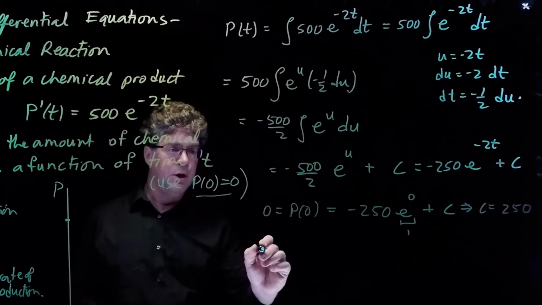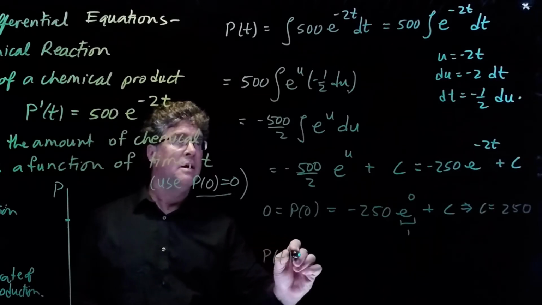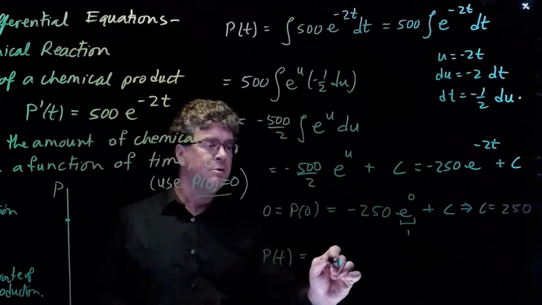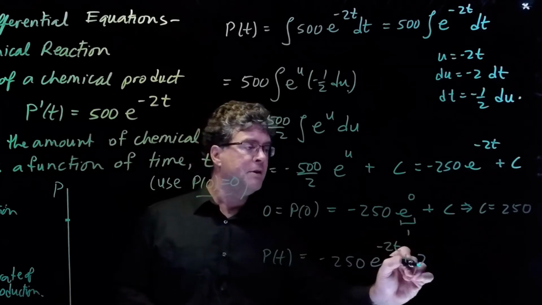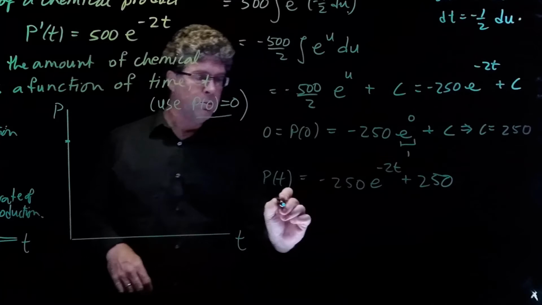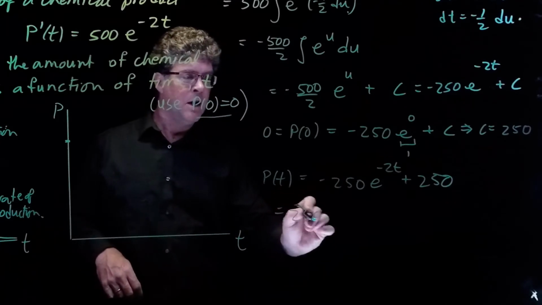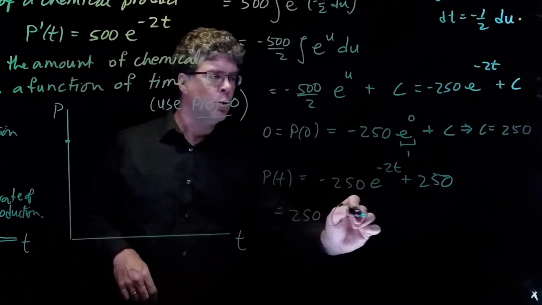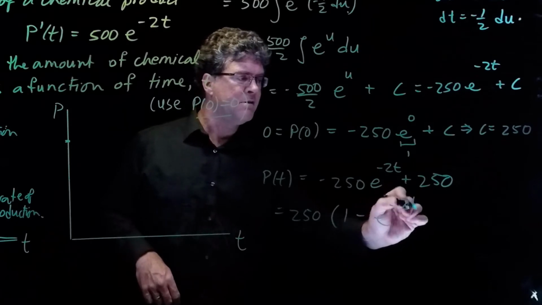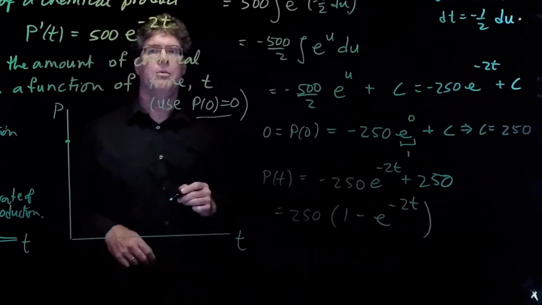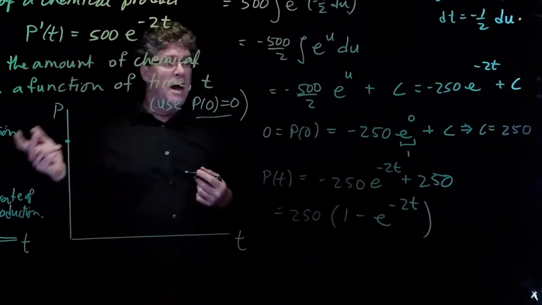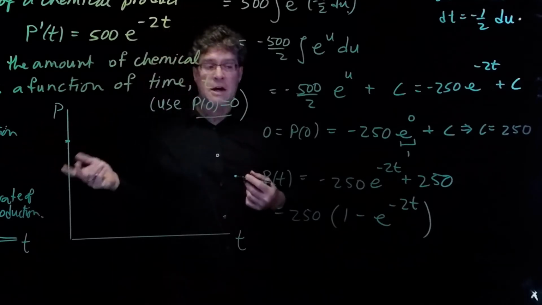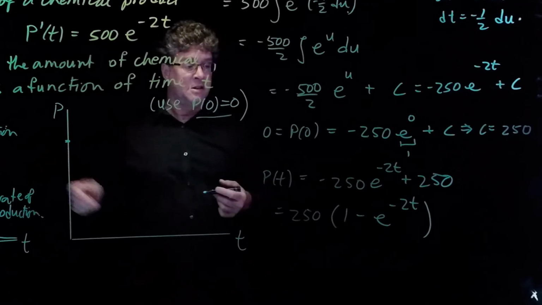And so finally we can write P of T is equal to minus 250 e to the minus 2t plus 250. If we want to, we can pull out the 250 and write that as 250 times 1 minus e to the minus 2t. That's our formula for the amount of chemical produced, P, as a function of T, time, that the question asks us to calculate.